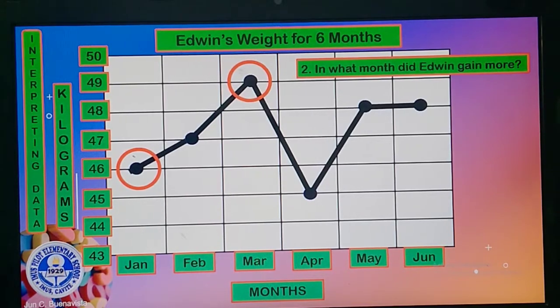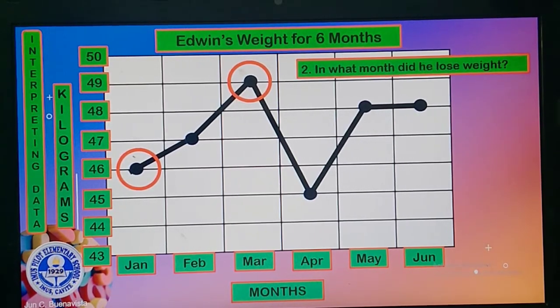So, what is the weight of Edwin in the month of March? 49 kilograms. So, look at that. In February, he had 47 kilograms. Then, when March came, he became 49. So, it went up 2 kilos right away.